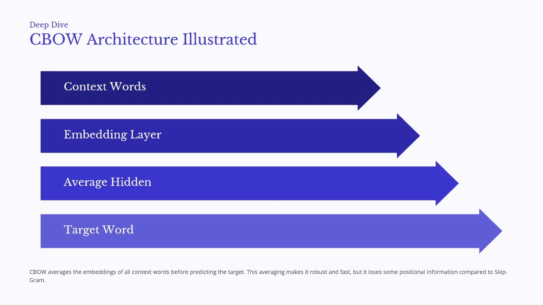So the CBOW architecture layers are context words, embedding layer, average, hidden, and target word. The CBOW averages the embeddings of all context words before predicting the target. This averaging makes it robust and fast, but it loses some positional information compared to skipgram.